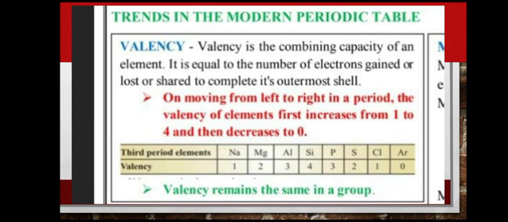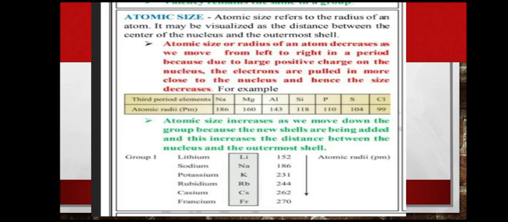In a group it remains the same because a group has the same number of electrons in the outermost shell. When we talk of atomic size, it is the radius of the atom, that is, from the nucleus to the outermost shell. The atomic size or radius of an atom decreases on moving left to right because of the increase in effective nuclear charge. You can say that the nuclear pull on the outermost shell electrons increases because the protons are in one place and the electrons are scattered around, so the positive charge is more effective as compared to the negative. So the electronic pull towards the nucleus increases, that's why the atomic size decreases as we move left to right.